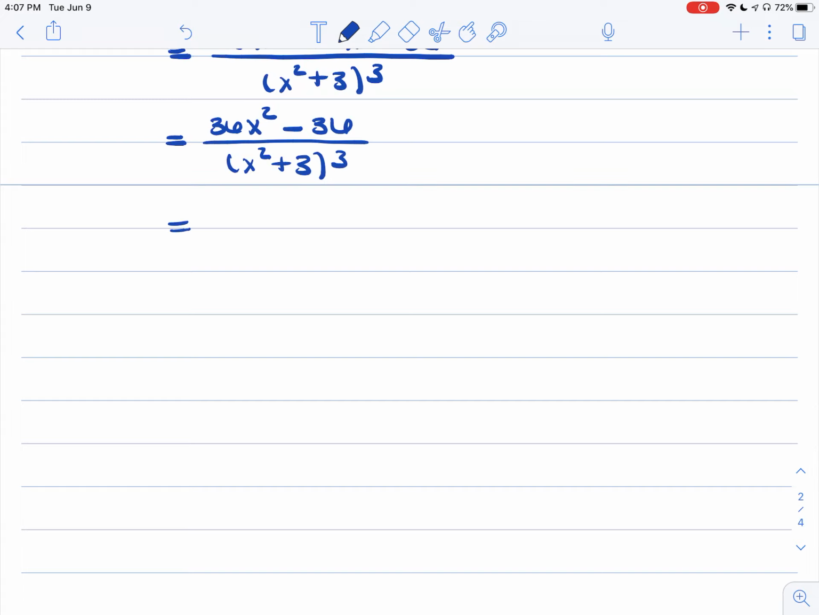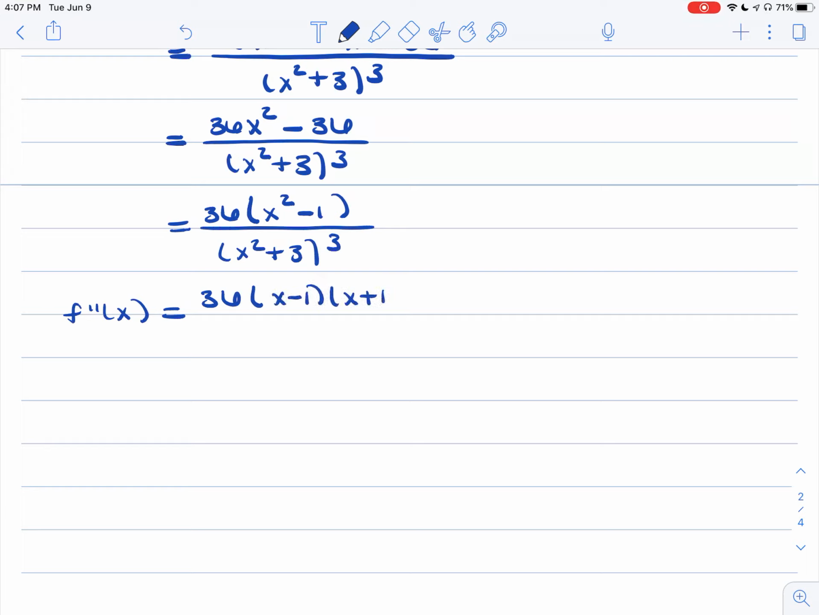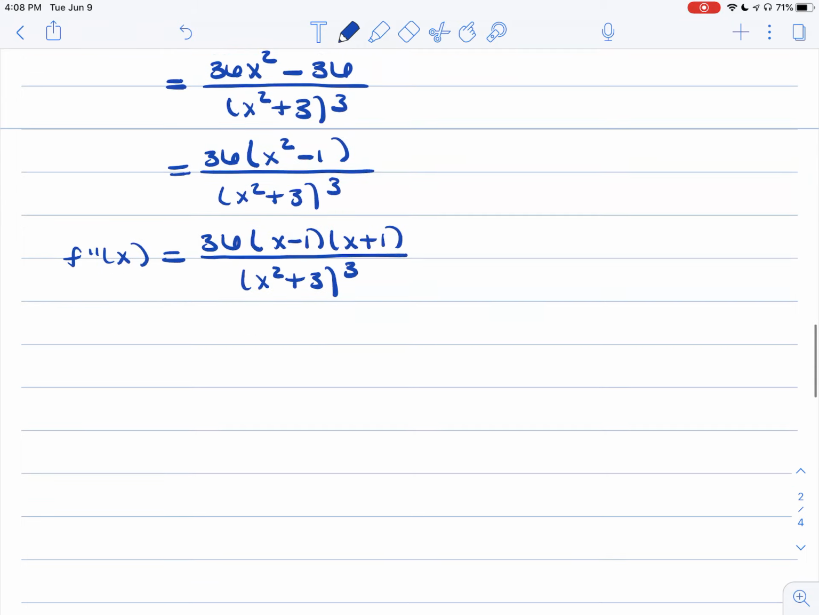All right, now I'm going to go ahead and just factor that numerator. So I'm going to pull a 36 out of both terms. And then notice that the x squared minus 1 is a difference of squares. This will finally be 36 times x minus 1 times x plus 1 all over x squared plus 3 quantity cubed. Okay, so we finally have our second derivative all simplified.